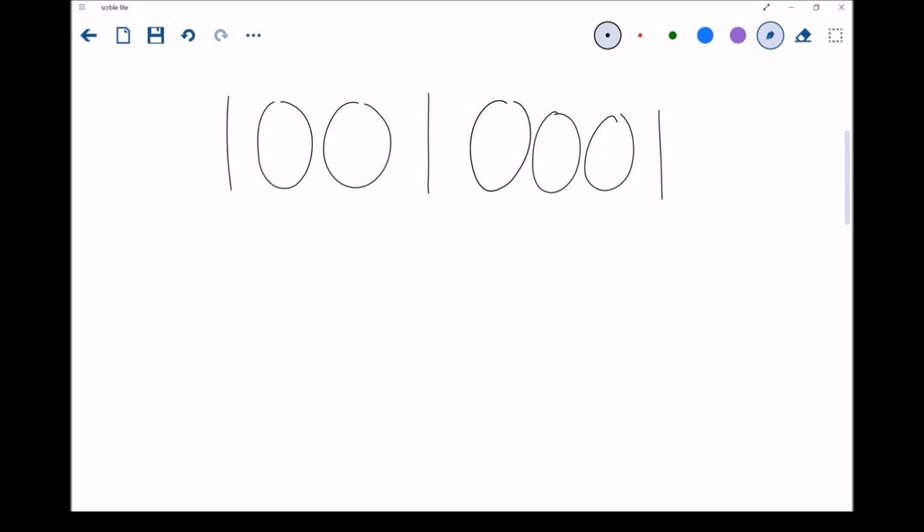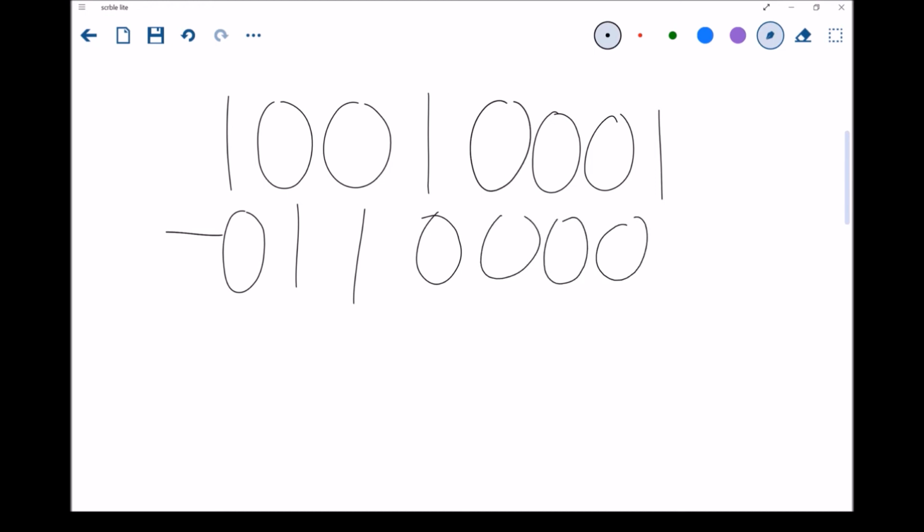So for this one, let's go with 1, 0, 0, 1, 0, 0, 0, 1. So we're going with an 8-bit binary number, and we're going to subtract 0, 1, 1, 0, 0, 0, 0, 0. All right.